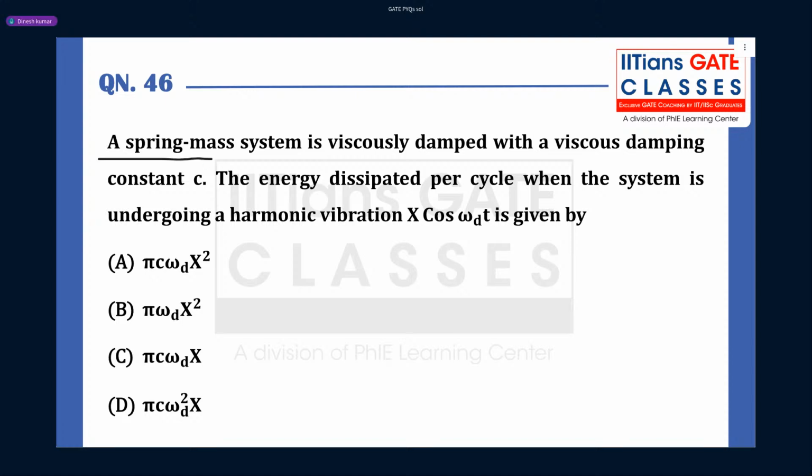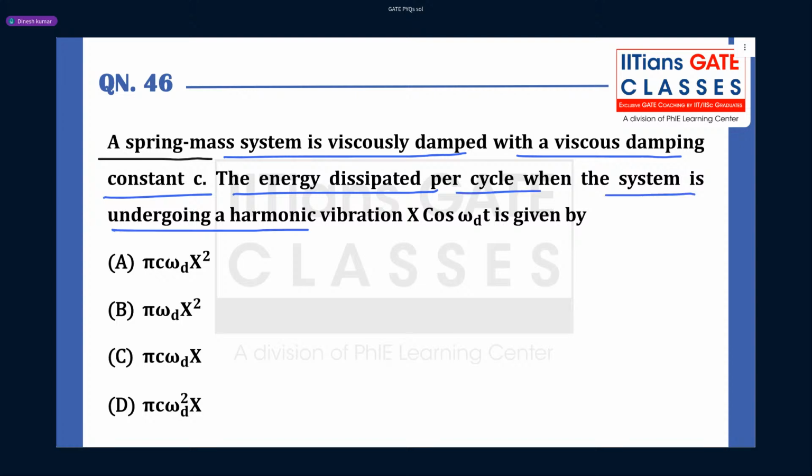A spring mass system is viscously damped with a viscous damping constant C. The energy dissipated per cycle when the system is undergoing a harmonic vibration of x cos omega d t is given by. Now guys, can anybody tell what is the omega d here? It's the damped natural frequency.